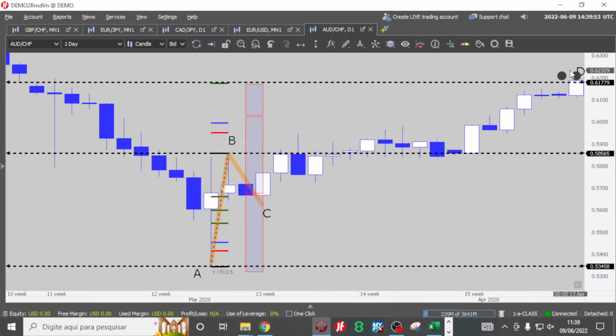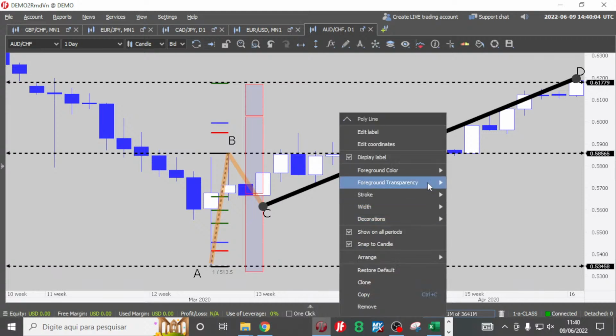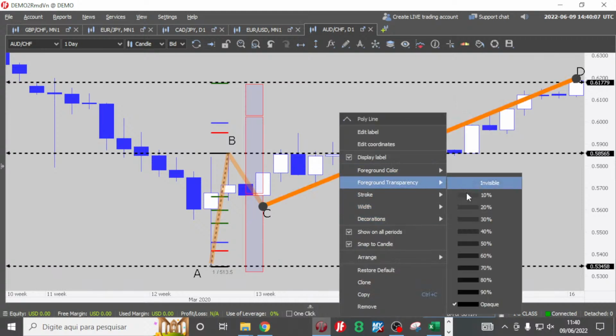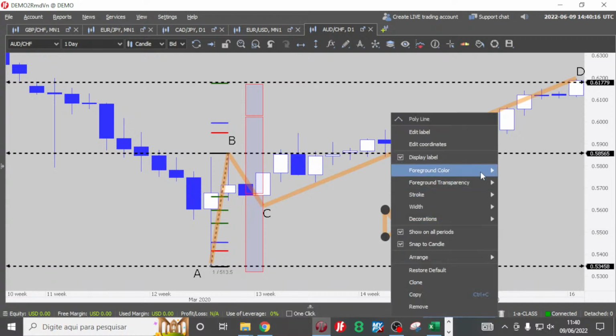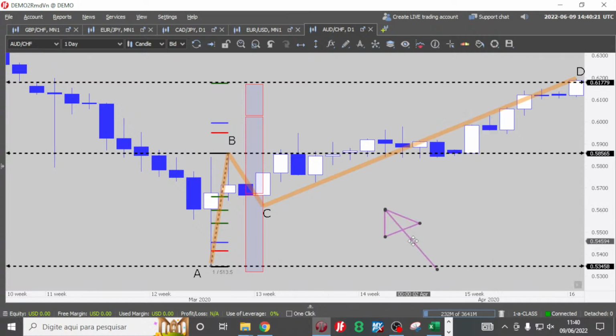Tell me everybody, is this white candle the D, yes or no? It's a tricky question. Is this white candle our D, yes or no? Our arrow is here, just give me a second. So we have A to B, B to C, C to D. Is this our D?